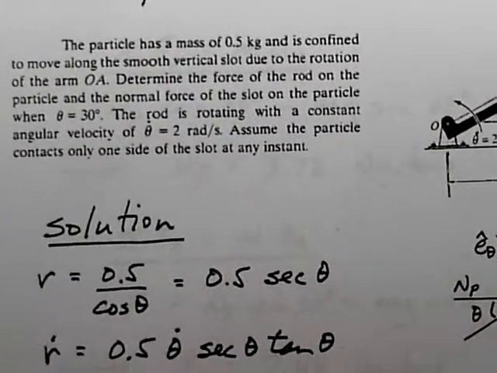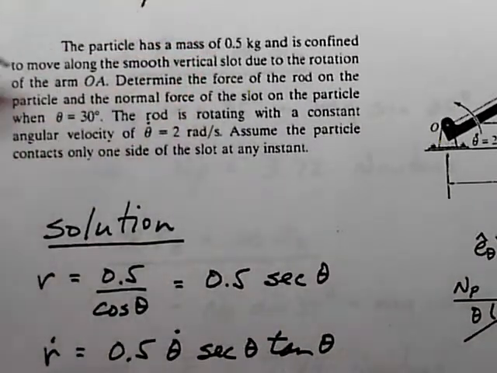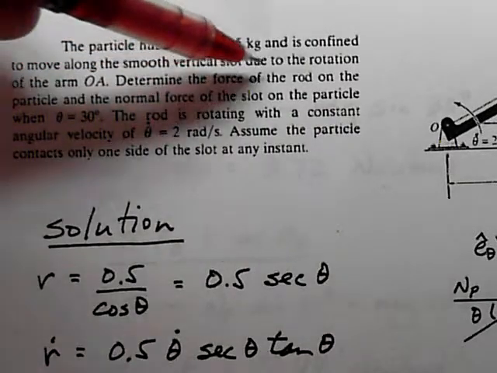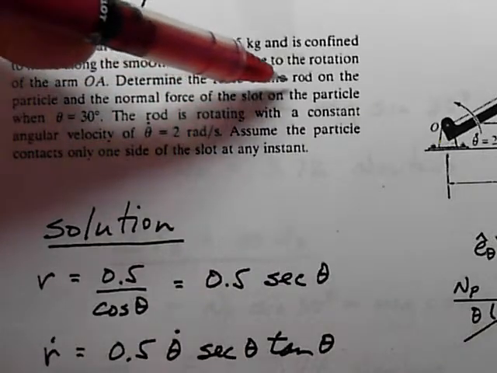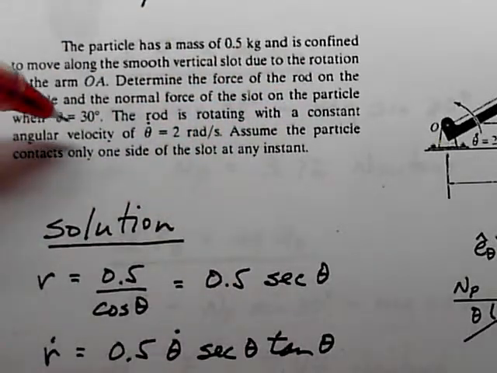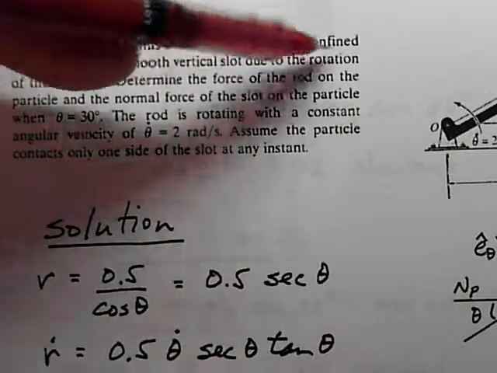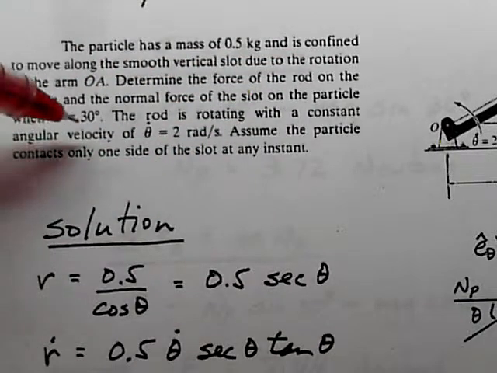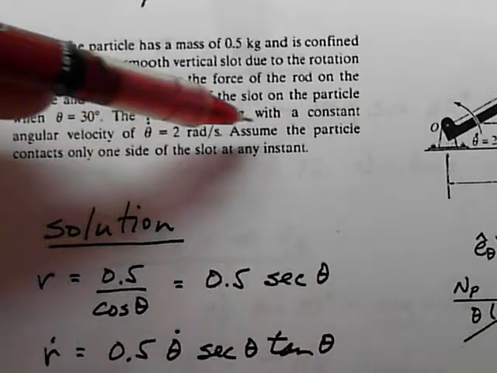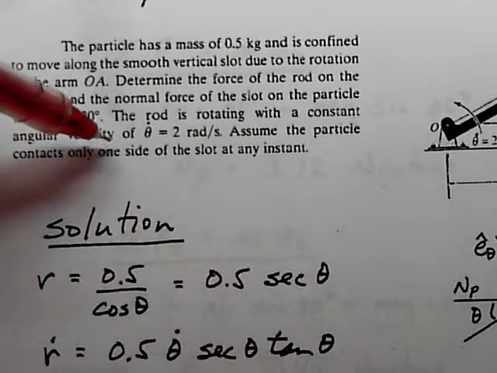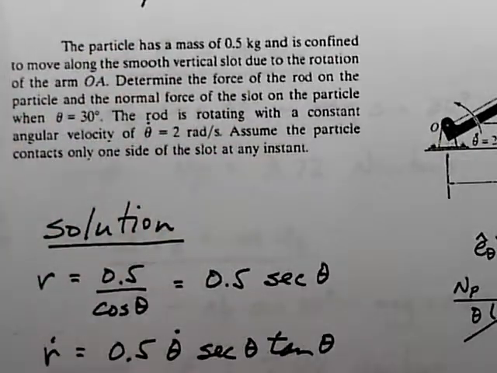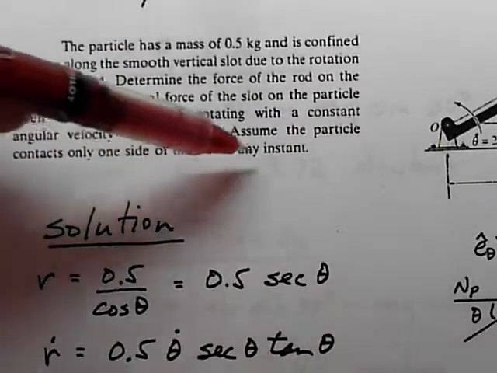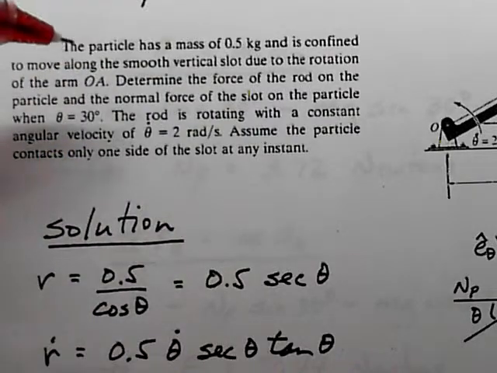Okay. The particle has a mass of a half kilogram. It's confined to move along the smooth vertical slot due to the rotation of the arm. Determine the force of the rod on the particle and the normal force of the slot on the particle when theta goes to 30 degrees. The rod is rotating with a constant angular velocity, theta dot, 2 radians per second. Assume that the particle contacts only one side of the slot at any instant. That way we don't have to worry about friction on two sides or anything like that.